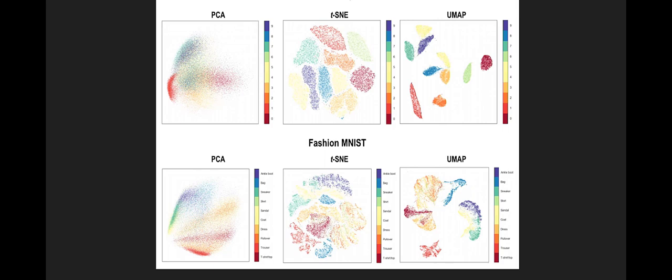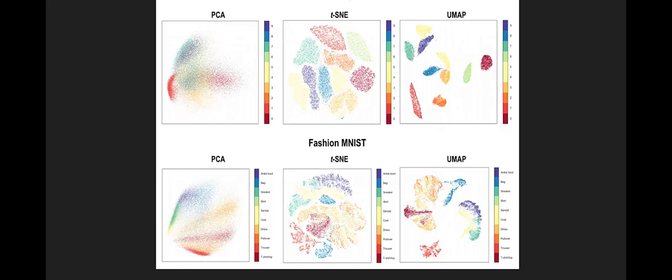UMAP, Uniform Manifold Approximation and Projection. UMAP is a more recent dimensionality reduction technique that is often faster and better at preserving global structure than SNE. It can be a good alternative to SNE for dimensionality reduction before KNN.